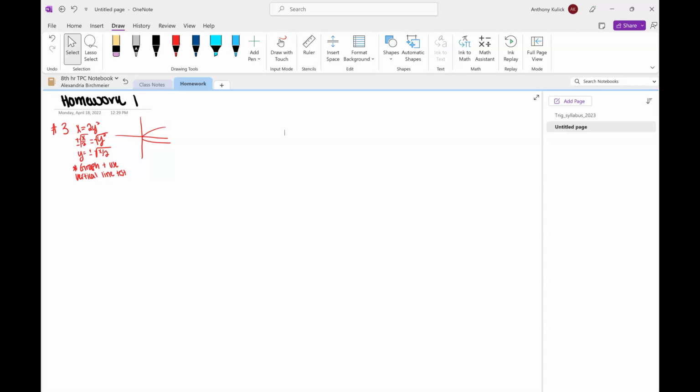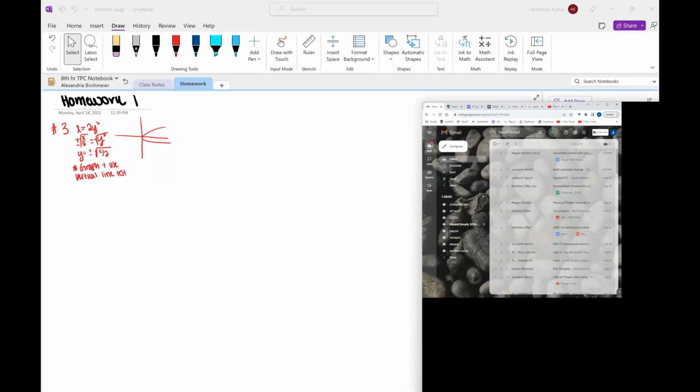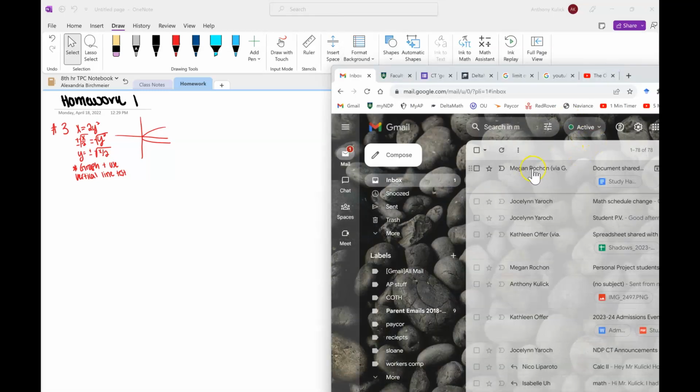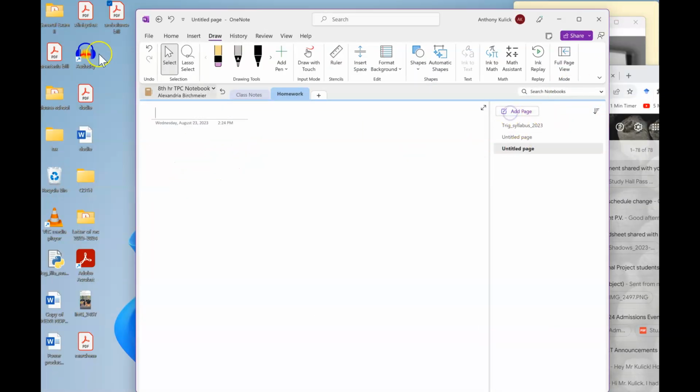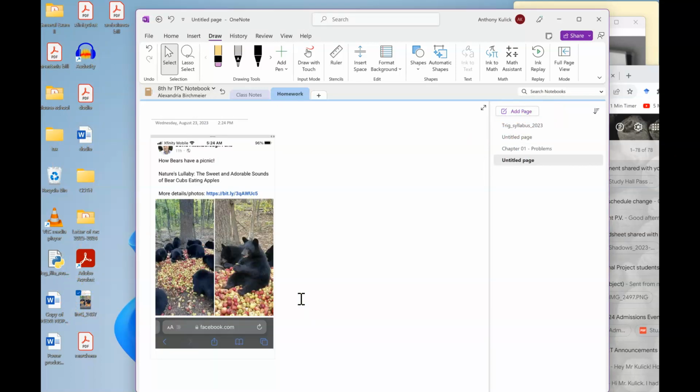Once you've done that, you're going to open up your email that you'll have to yourself. You'll save the image that you just emailed to yourself to your desktop, and then you can just drag that image into OneNote. So I'll make a page, and I'll just drag my image in.